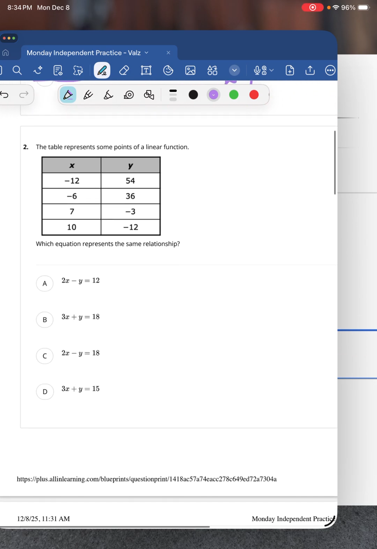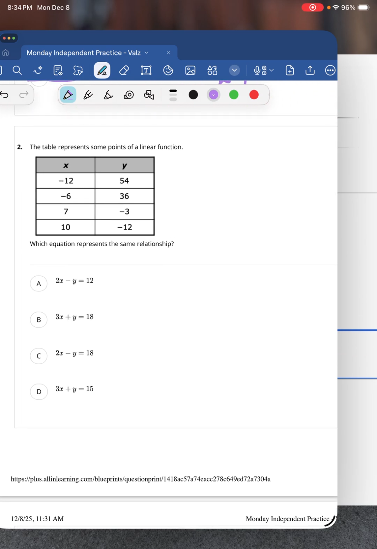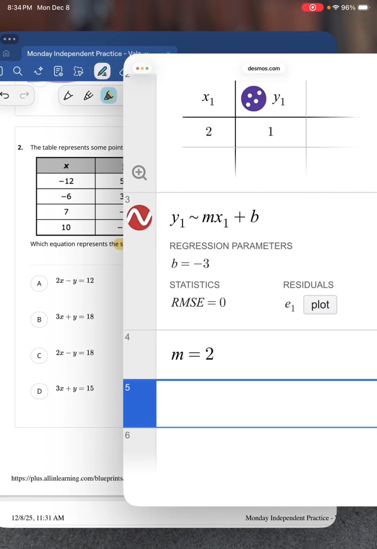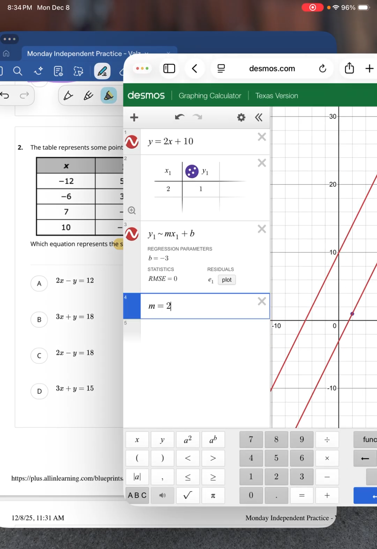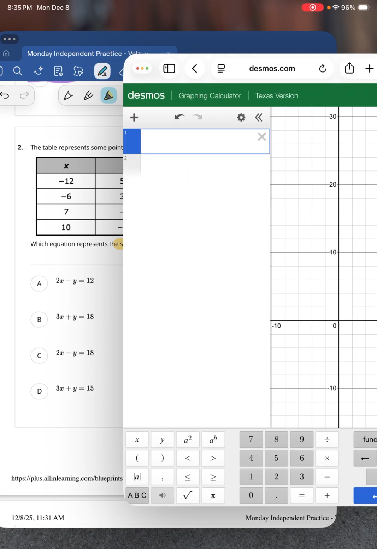Okay, question number 2. The table represents some points of a linear function. Which equation represents the same relationship? So if they're asking for the same relationship, they just mean matching the table to these answer choices, which are in standard form. So you could do this 2 different ways, but the real quick way, if they're asking for the same relationship, again, that just means which one's the same.